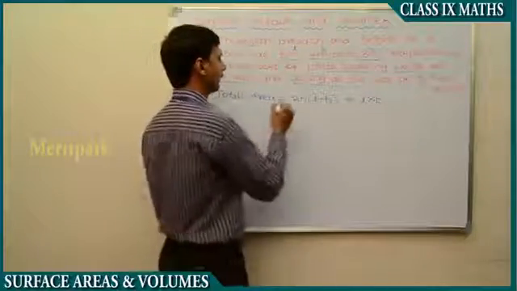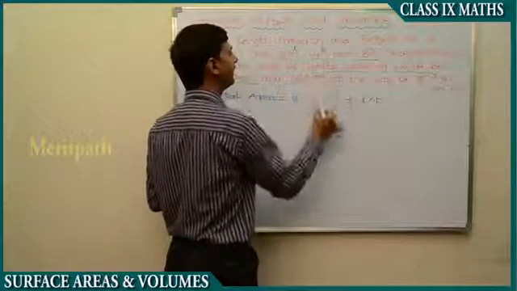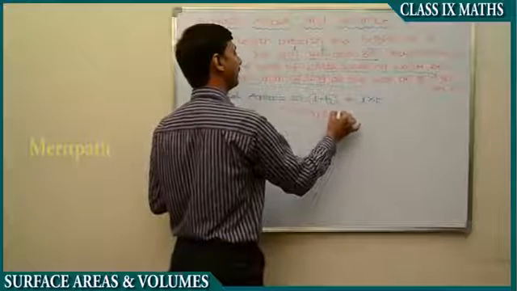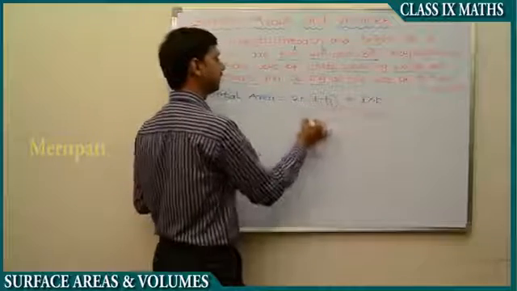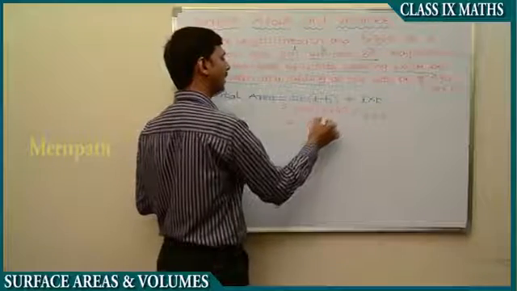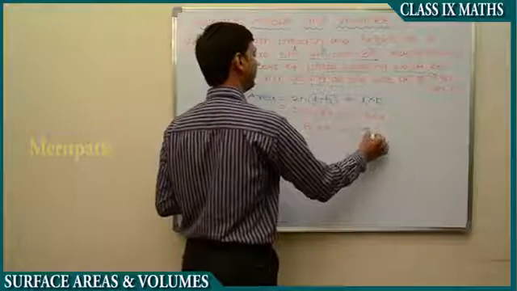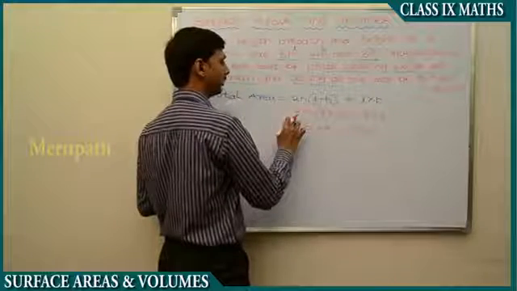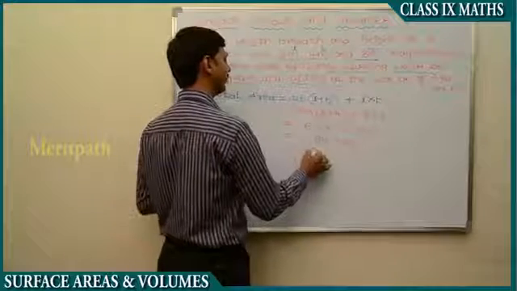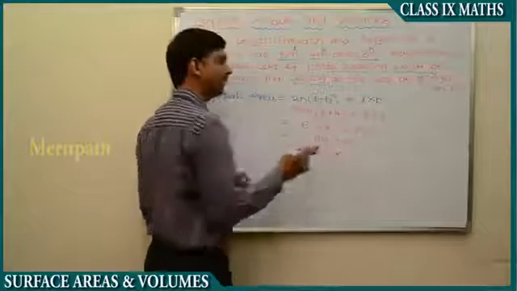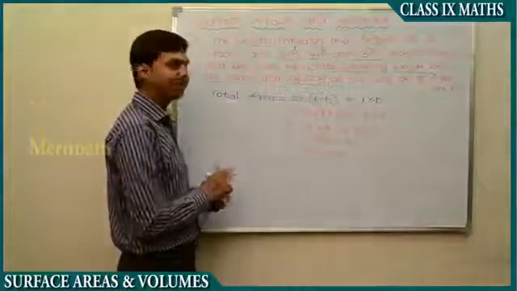So height is 3, L plus B is 5 plus 4, plus L into B, that is 5 into 4. So 2 3s are 6, 5 plus 4 is 9, plus 5 into 4 is 20. Let's take the next step. 6 9s are 54, plus 20, and we get 74 square meters. So the area of the 4 walls along with the ceiling, the total area, is 74 square meters.